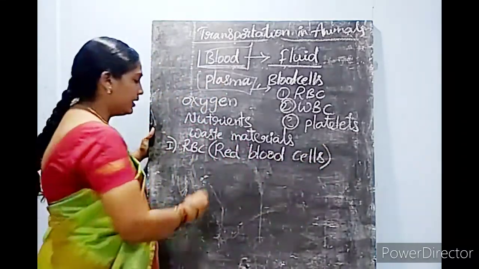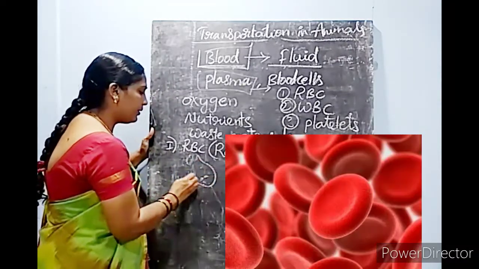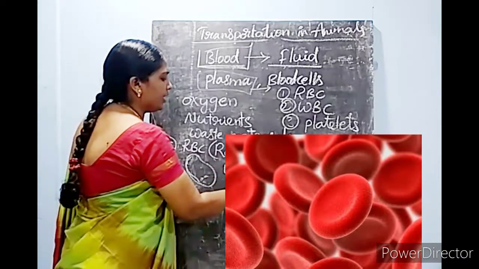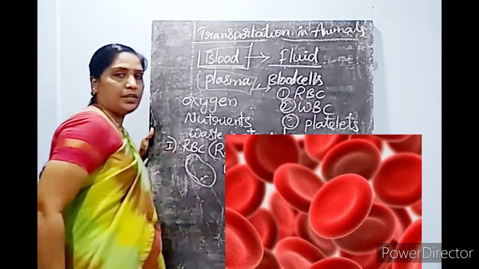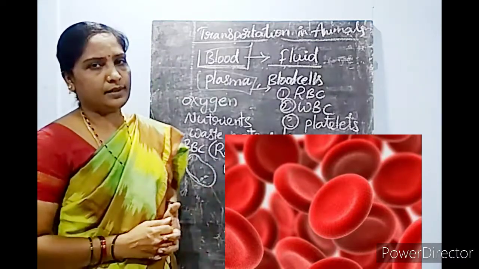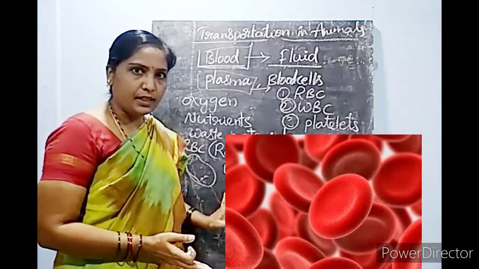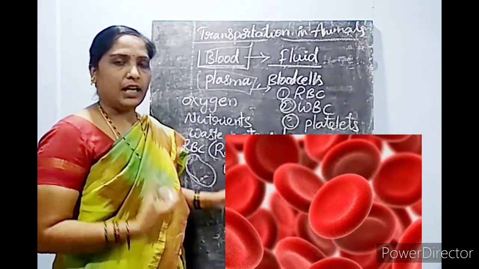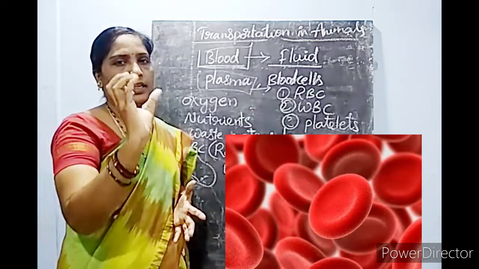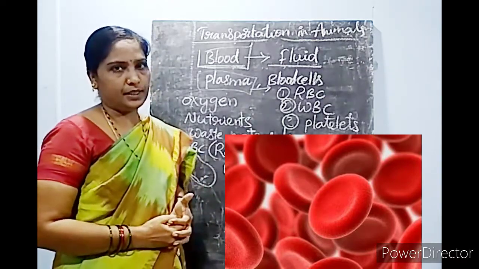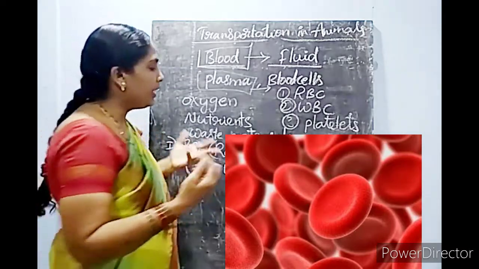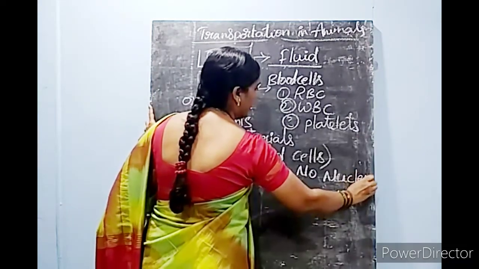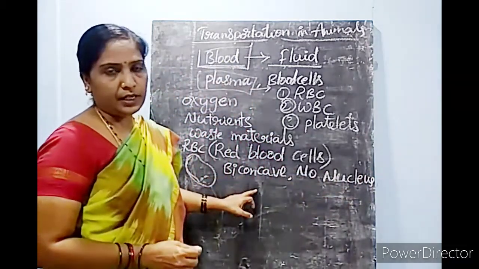They are biconcave in shape. What is the shape of red blood cells? Biconcave shape, and they do not have the nucleus. Without the nucleus, the cells present in our body are only the red blood cells. In all the other cells, in the middle, the center of the cell, the nucleus is present, right? But in the RBC, there is no nucleus. No nucleus, and their shape is biconcave.